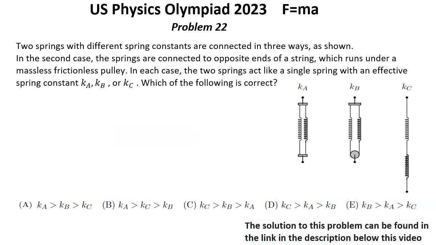Problem number 22. Two springs with different spring constants are connected in three ways as shown. In the second case, the springs are connected to opposite ends of a string which runs under a massless frictionless pulley. In each case, the two springs act like a single spring with an effective spring constant Ka, Kb or Kc. Which of the following is correct?